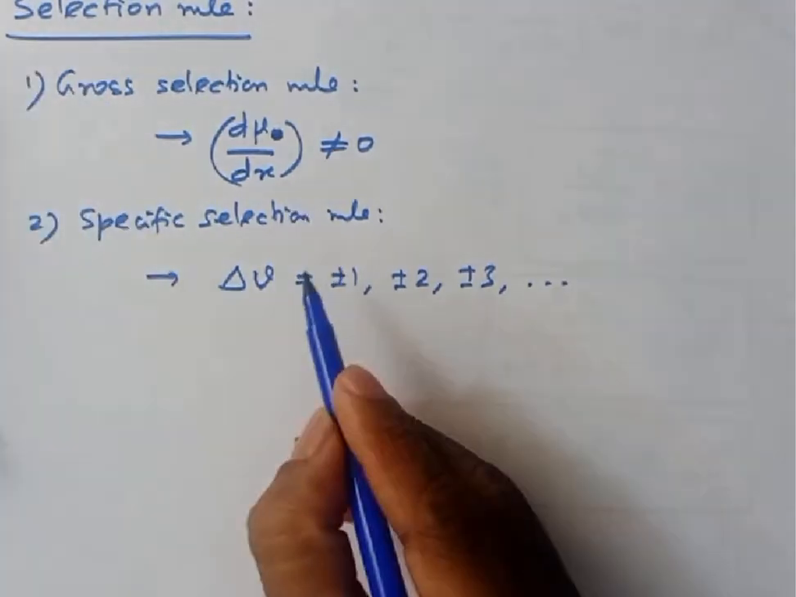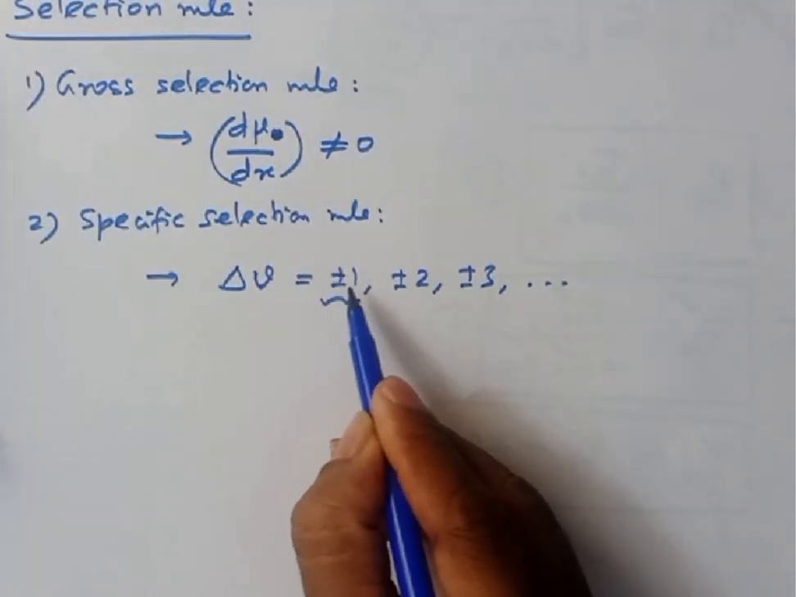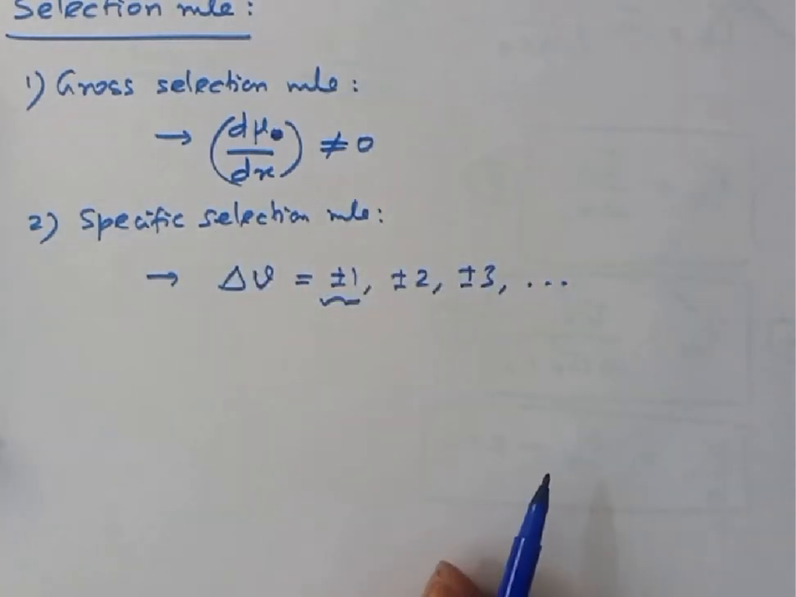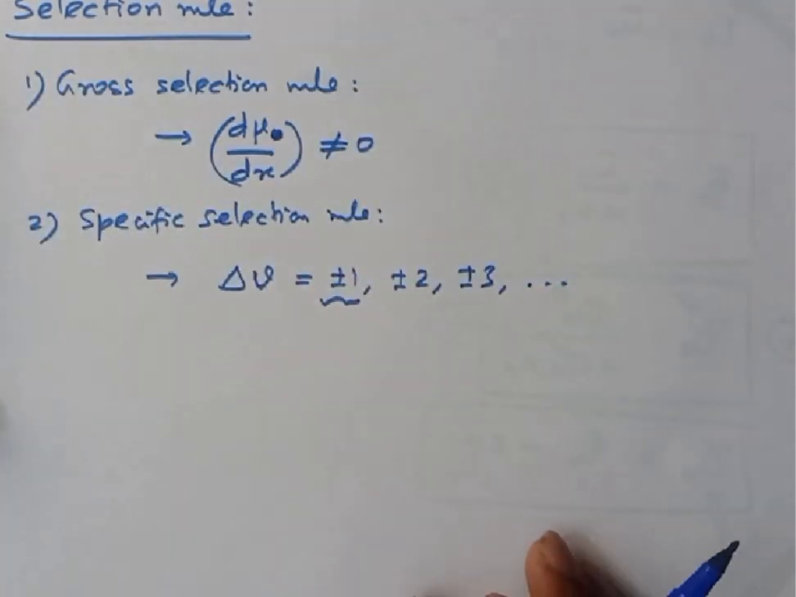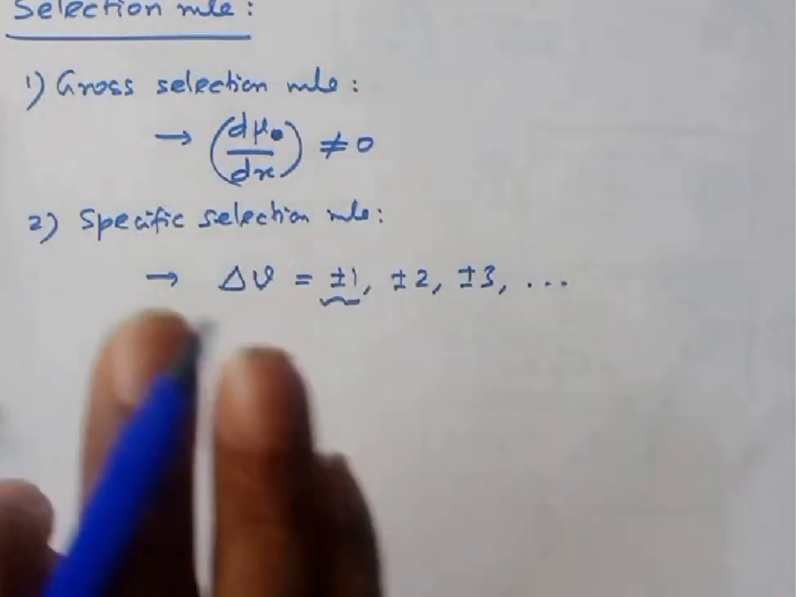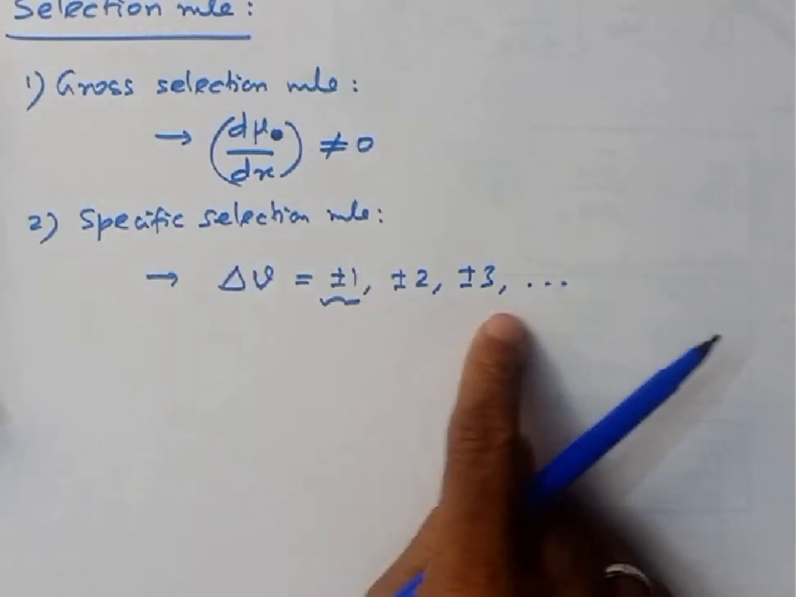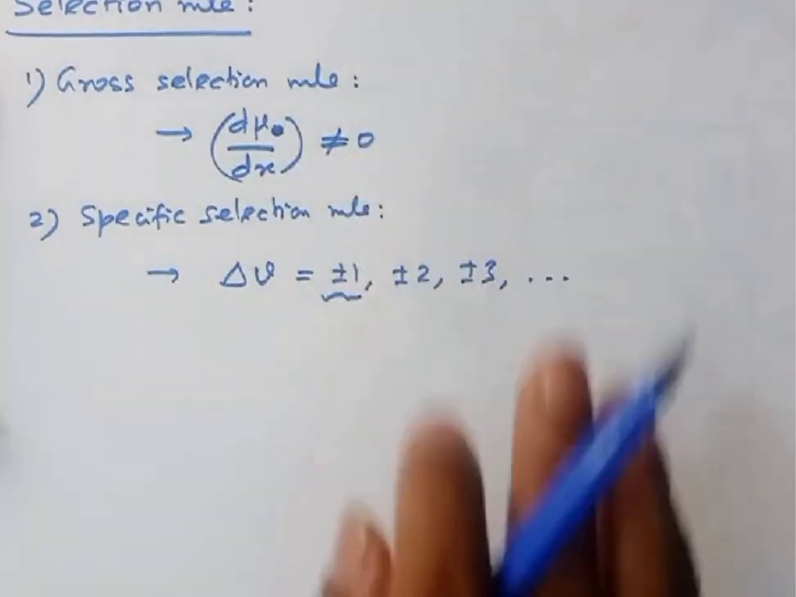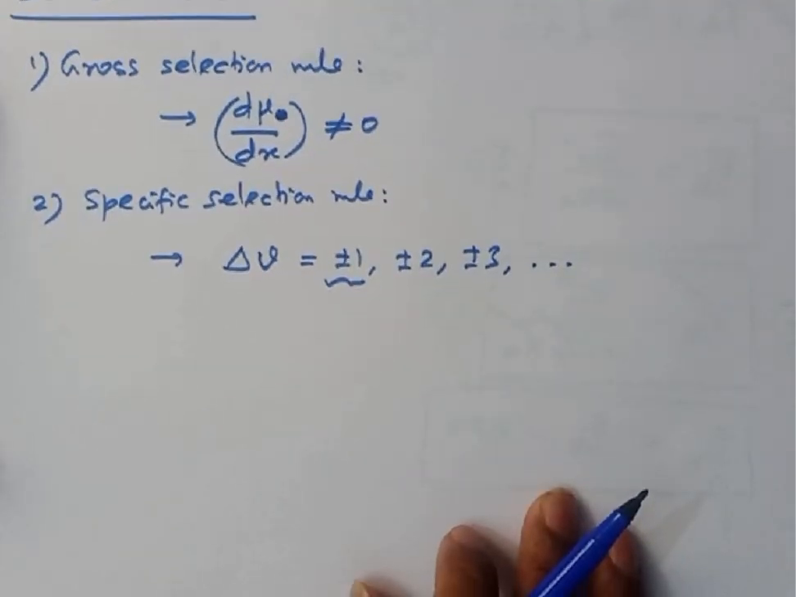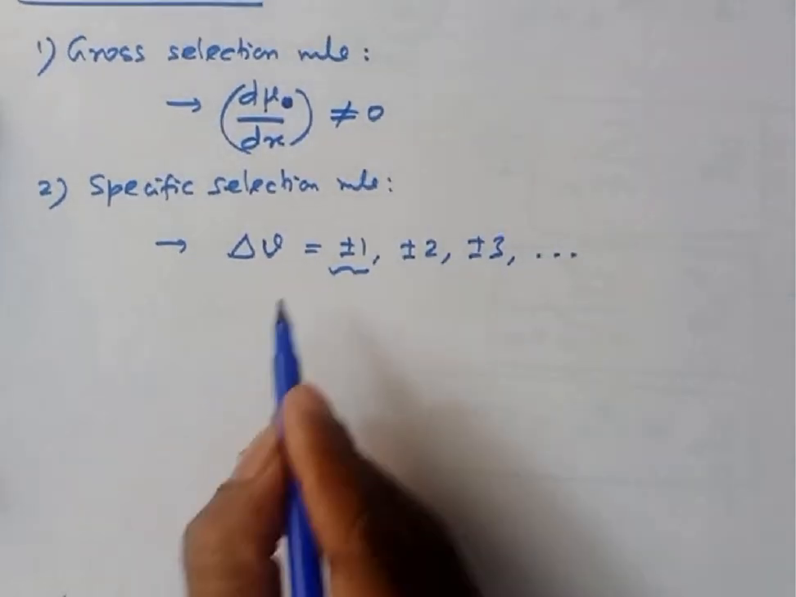In the case of simple harmonic oscillator, only this transition will appear in the spectrum. Delta V plus 3 does not appear, I have told you, because the integrand value is very, very small. Whereas in the case of anharmonic oscillator, all these transitions are very well allowed, and all the transitions will appear in the spectrum. Now listen, students, what is the meaning of this?